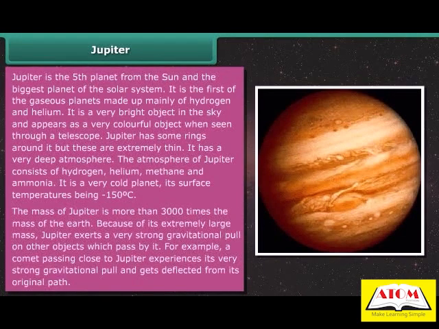The mass of Jupiter is more than 3,000 times the mass of the Earth. Because of its extremely large mass, Jupiter exerts a very strong gravitational pull on the other objects which pass it by. For example, a comet passing close to Jupiter experiences its very strong gravitational pull and gets deflected from its original path.